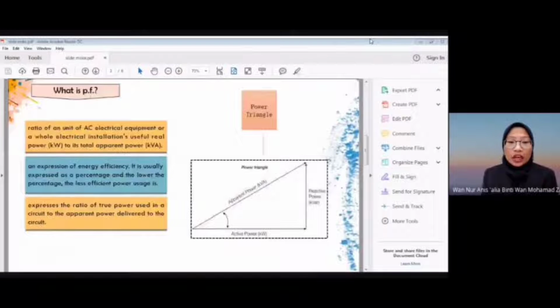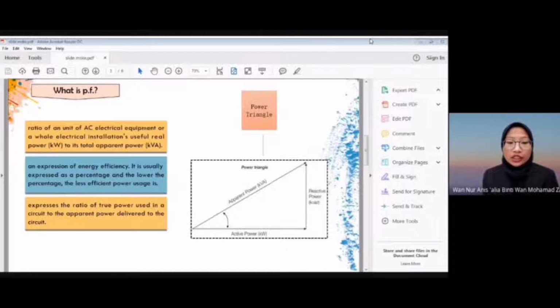Firstly, we have to know what power factor is. Power factor is an expression of energy efficiency. It is usually expressed as a percentage, and the lower the percentage, the less efficient the power usage is. To be clear, the power factor is the ratio of a unit of AC electrical equipment's or a whole electrical installation's useful real power in kilowatts to its total apparent power in kVA.